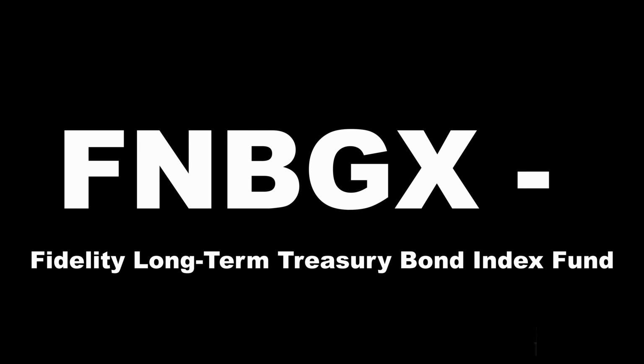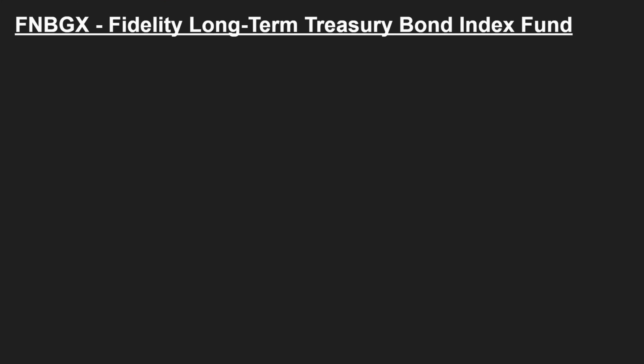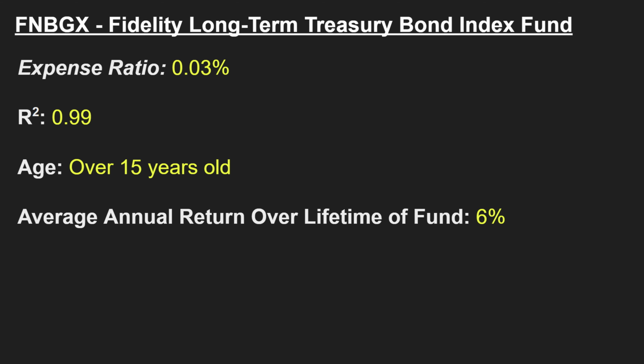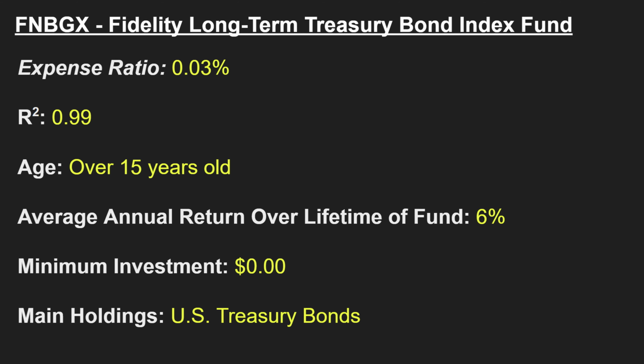For our 4th fund, we're going to go a little bit more conservative and pick FNBGX, which is Fidelity's long-term treasury bond index fund. FNBGX has an expense ratio of 0.03 with an R-squared value of 0.99. This fund is over 15 years old with an average annual return of just over 6% over the lifetime of the fund. There's no minimum to invest, and it's made up of almost entirely US Treasury bonds.